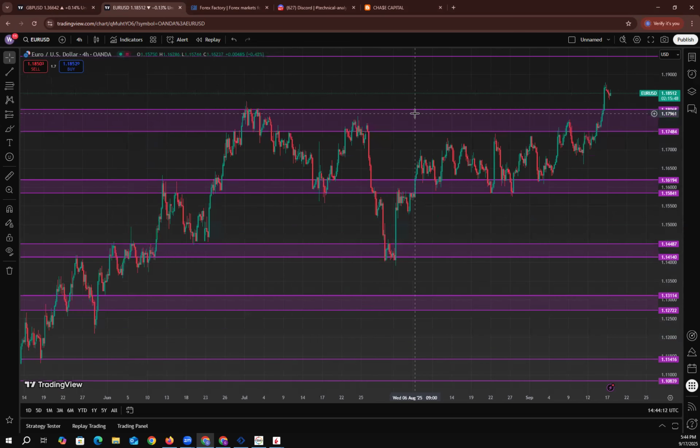But my sentiment for this is expecting a potential bullish continuation all the way to the levels of 1.19500.